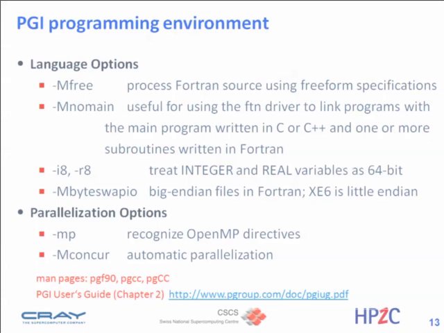-i8 and -r8 are what you need to specify if you want integer and real variables by default to be 64-bit, so 8 bytes. And -byteswapio. This is useful to automatically convert the files to big endian files.